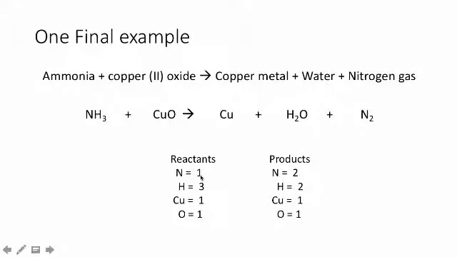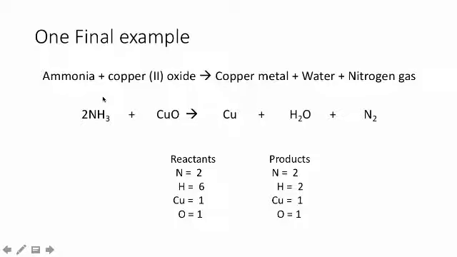On the reactant side, we have 1 nitrogen atom, 3 hydrogen atoms, 1 copper atom, and 1 oxygen atom. On the product side, we have 2 nitrogen atoms, we have 2 hydrogen atoms, we have 1 copper atom, and we have 1 oxygen atom. So this is not balanced and we need to balance the equation. The first thing I'm going to balance is the nitrogen. I'm going to do this by adding a coefficient of 2 in front of the ammonia molecule on the reactant side of the equation.